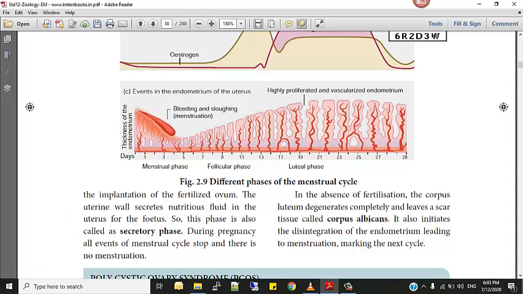But in the absence of fertilization, what will happen? The corpus luteum degenerates completely and leaves a scar tissue called corpus albicans. So this is very important. It also initiates a disintegration of the endometrium leading to menstruation, marking the next cycle. So it becomes a cycle.